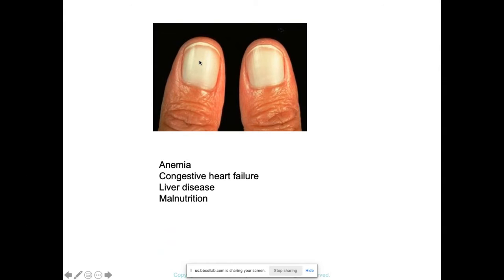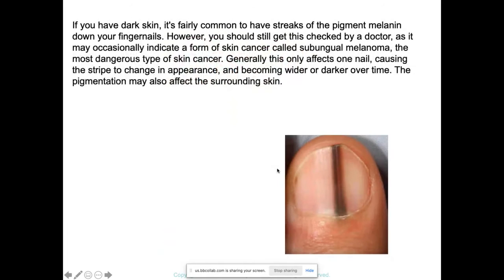Here, this should be pink. When it's white, we're thinking maybe it's anemia, right? Lack of oxygen, lack of iron, B12, could be an iron deficiency anemia or B12, could be heart failure, malnutrition, liver disease, but usually in anemia. I've seen this on several patients over the years. This is a melanoma. This is a type of skin cancer, subungual melanoma.